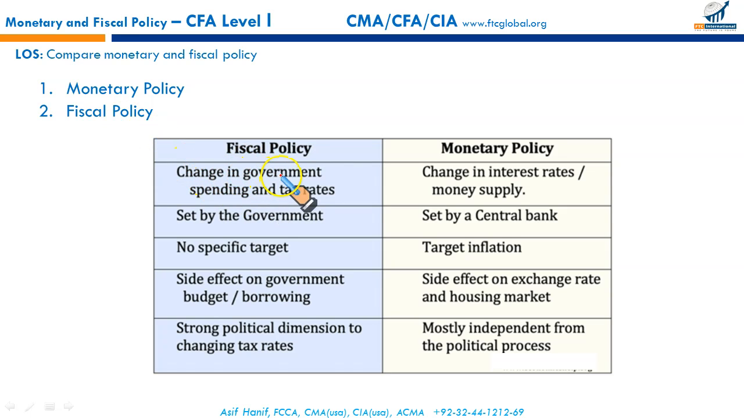Fiscal policy is the change in government spending and tax rates, whereas monetary policy is change in interest rates and money supply. Fiscal policy is set by the government, monetary policy is set by the central bank. Fiscal policy doesn't have any specific target, while monetary policy has a specific targeted inflation. Side effects: on government budget and borrowing for fiscal policy, and on exchange rate and housing markets for monetary policy. And finally, fiscal policy involves strong political dimensions to changing tax rates, whereas monetary policy is mostly independent from the political process.